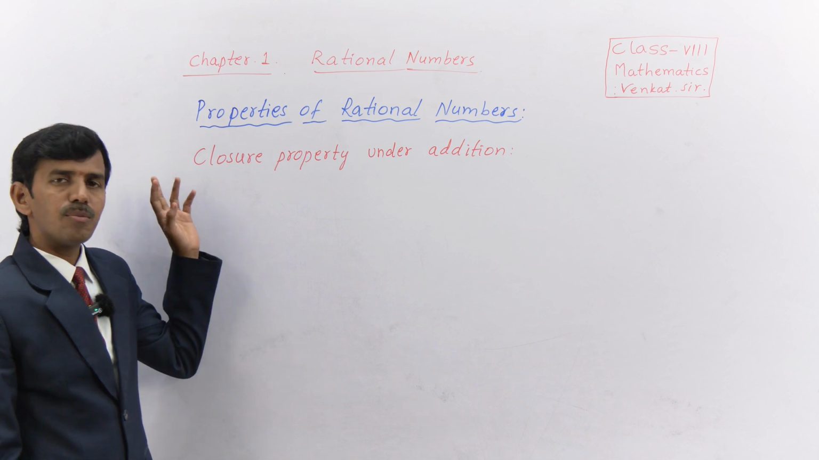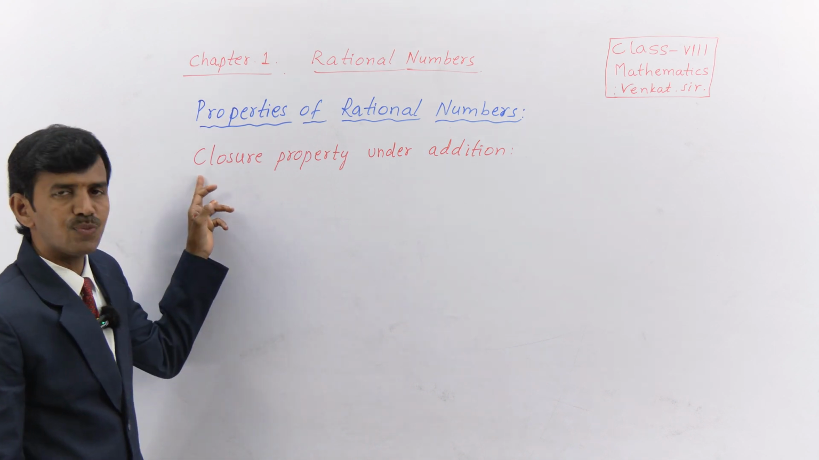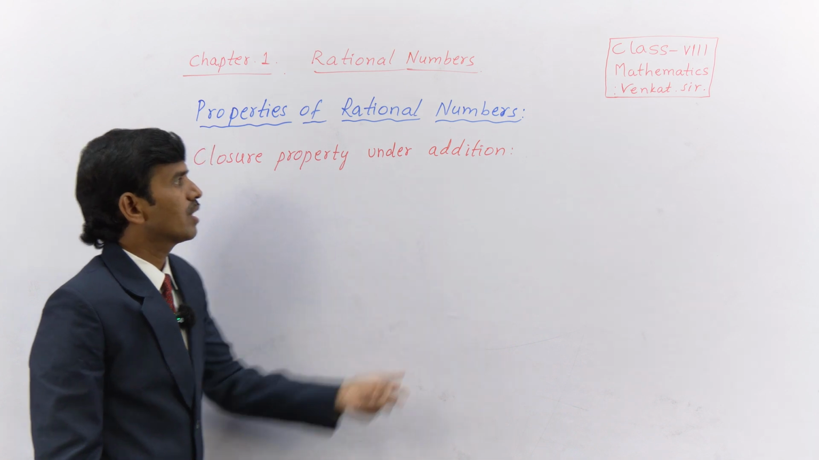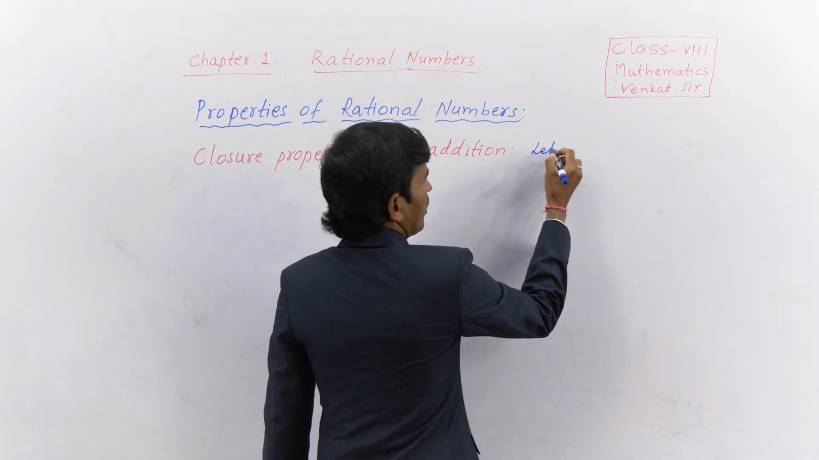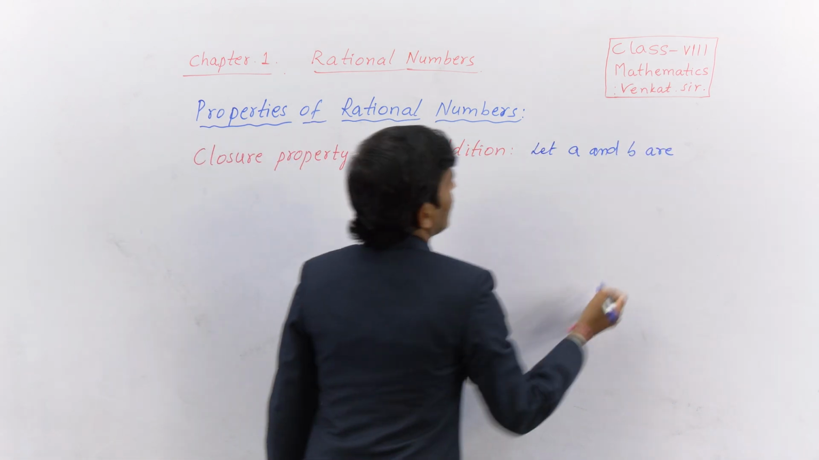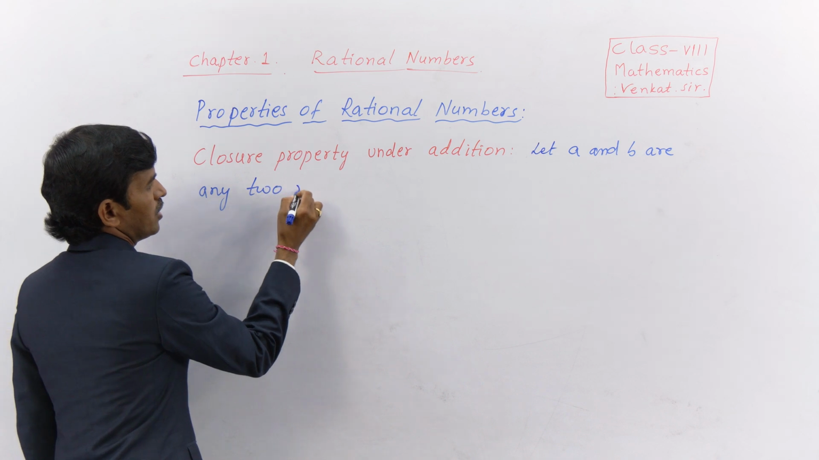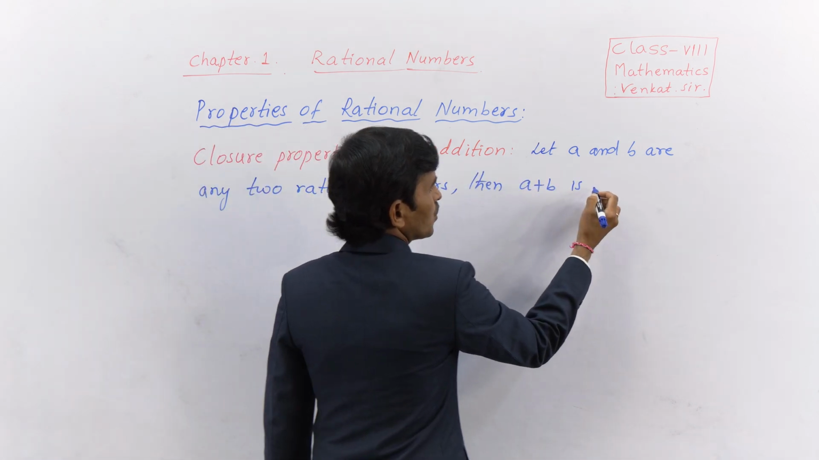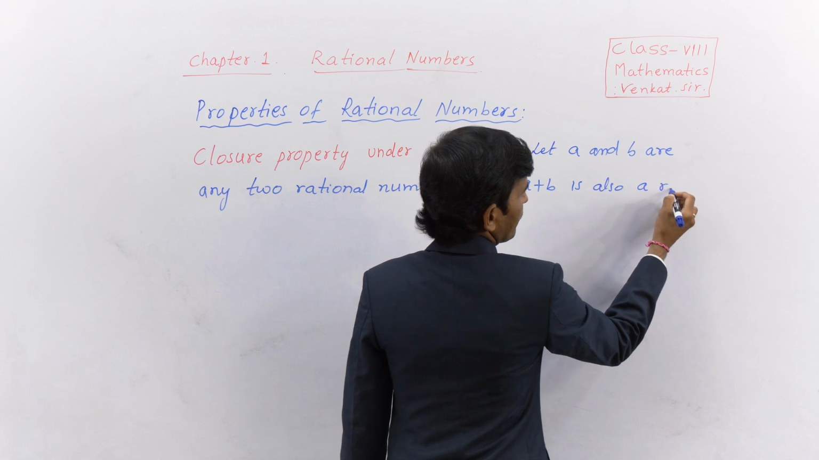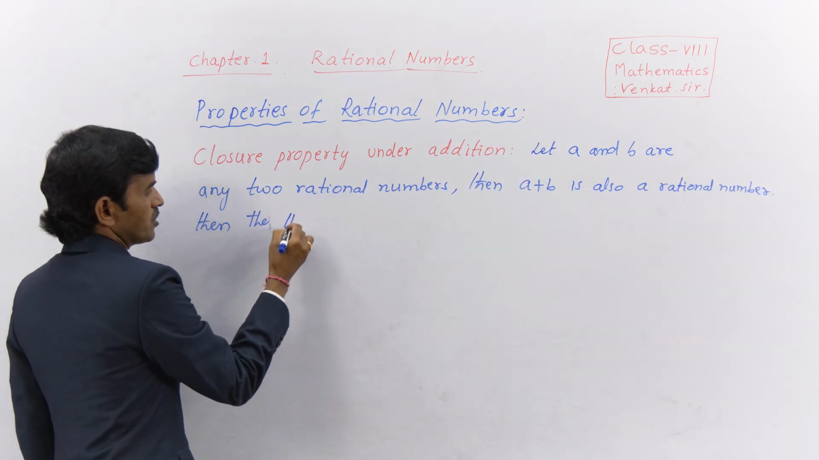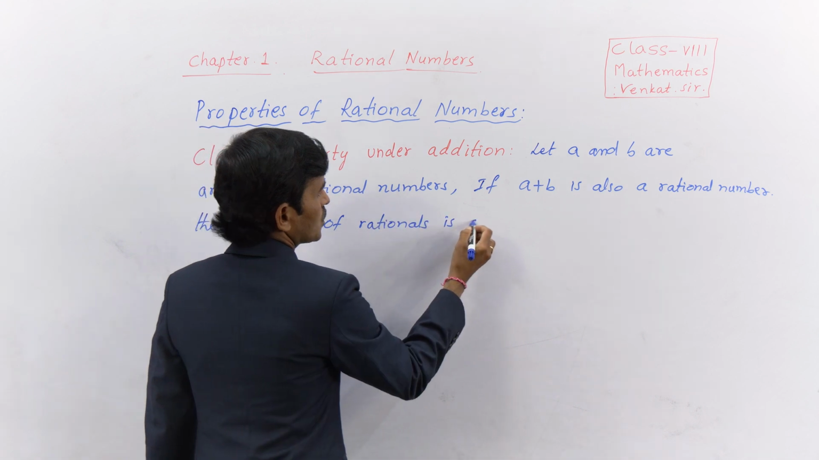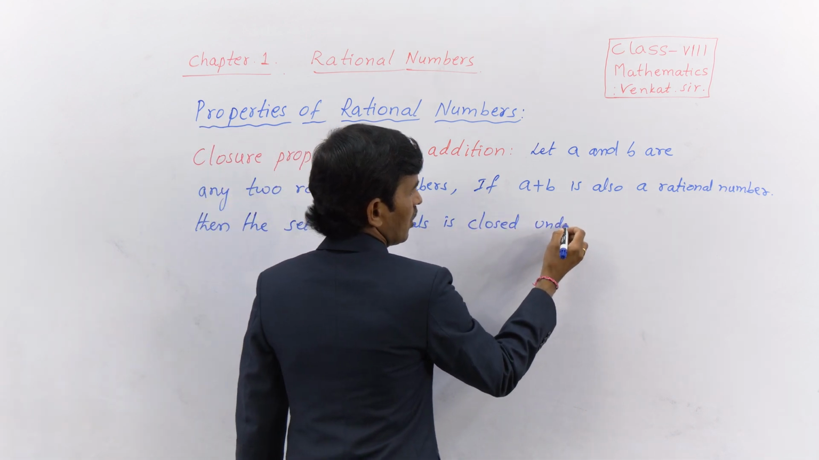Let us discuss some properties of rational numbers, the first one being the closure property under the operation addition. Here, let a and b be any two rational numbers. If a plus b is also a rational number, then the set of rationals is closed under the operation.